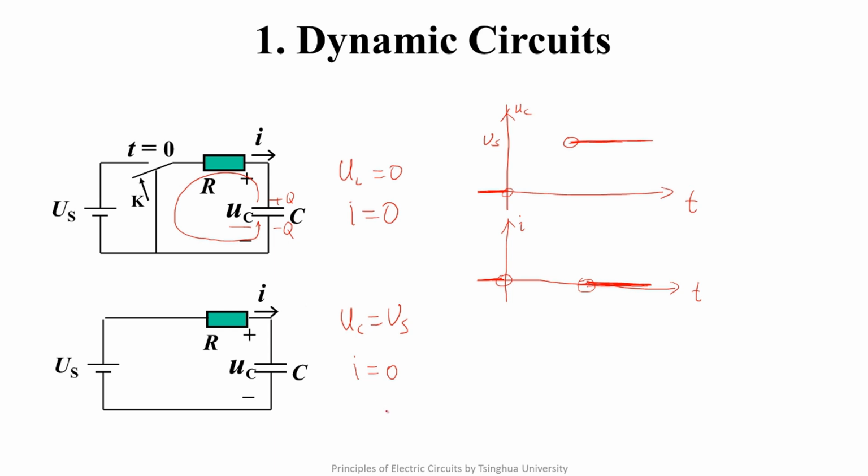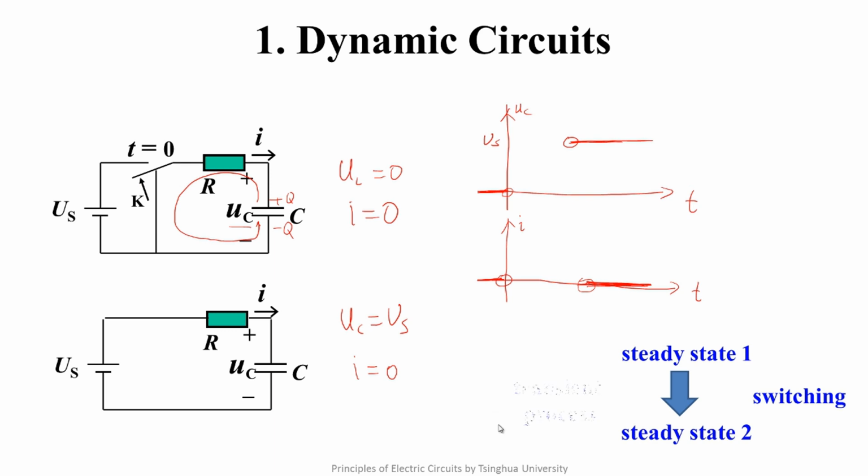To summarize, the dynamic circuit is a process changing from a steady state to another steady state by turning this switch from down to up. We call the intermediate section the transient process, or the transition process. Through the analysis in the subsequent lectures, we will know how the transient process is completed.